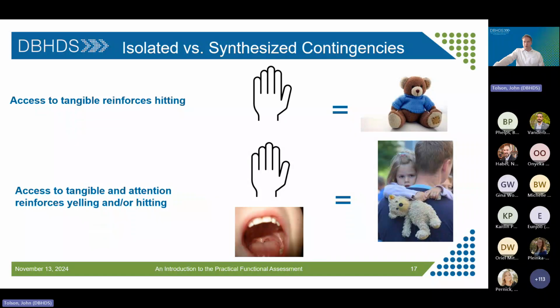Below, you would find an example of a synthesized contingency of hitting and yelling. These behaviors are co-occurring and are reinforced both by attention and tangible reinforcement. Information regarding these types of synthesized contingencies that likely reinforce problem behavior are provided by an informant or multiple people who know the individual very well during the open interview process.